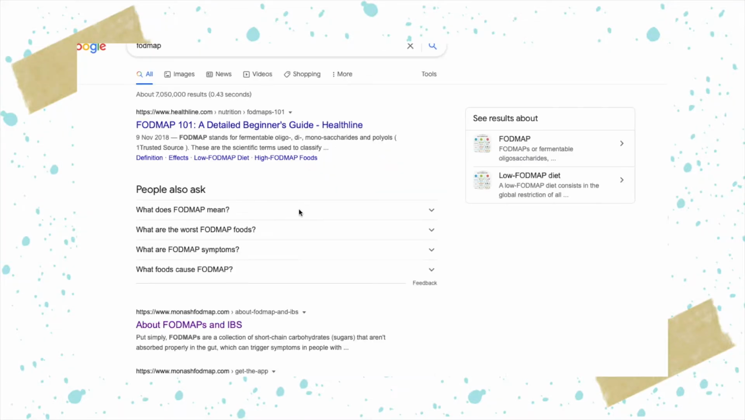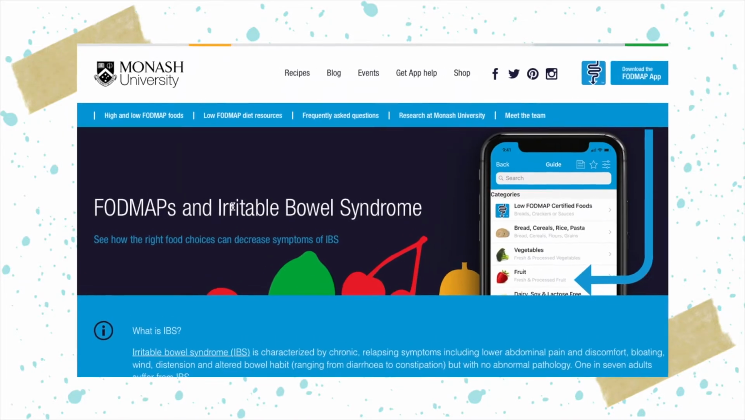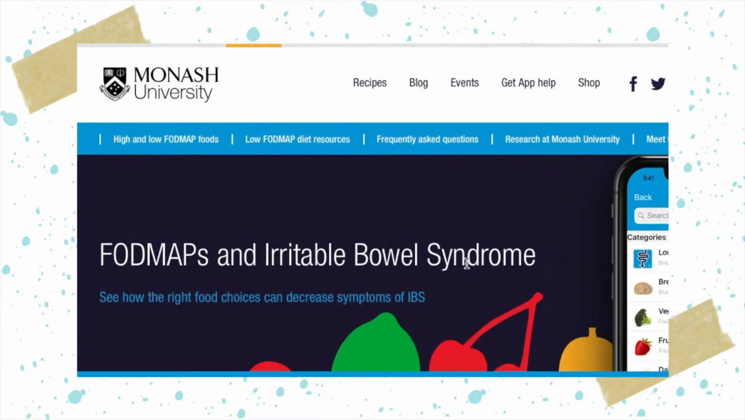So the low FODMAP diet was designed by scientists at Monash University in Australia in 2004, and they designed it in order to help people who have IBS deal with things that were triggering their flare-ups and causing them to have bloating, constipation, diarrhea, and all those horrible symptoms that you probably know far too well. But FODMAP isn't actually a food. FODMAPs is an acronym which stands for fermentable oligodimonosaccharides and polyols. And these are carbohydrates that the bacteria in your stomach absolutely loves to eat.